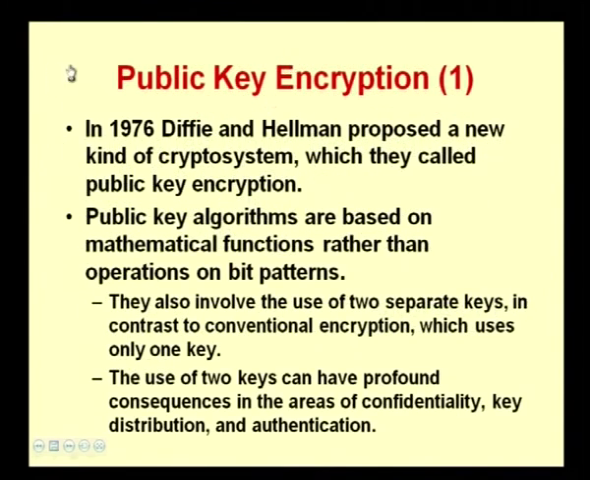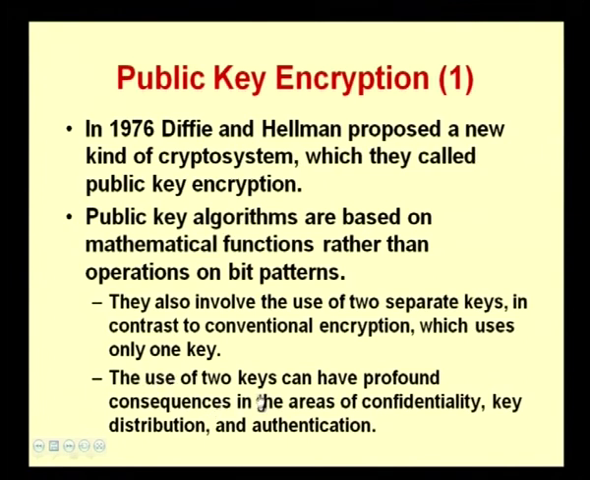So, this is a famous public key encryption algorithm proposed by Diffie and Hellman in 1976, a new kind of cryptographic system which they call public key encryption. Public key algorithms are based on mathematical functions rather than operations on bit patterns. So, he is trying to say how it is different from DES. They also allow the use of two separate keys, in contrast to conventional encryption which uses only one key.